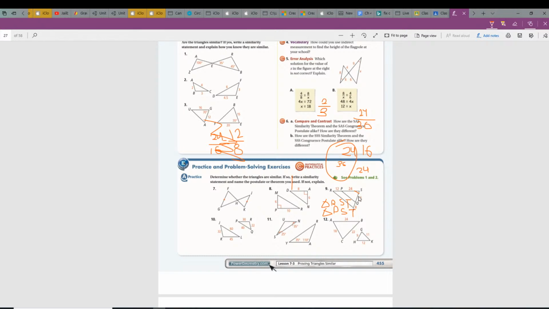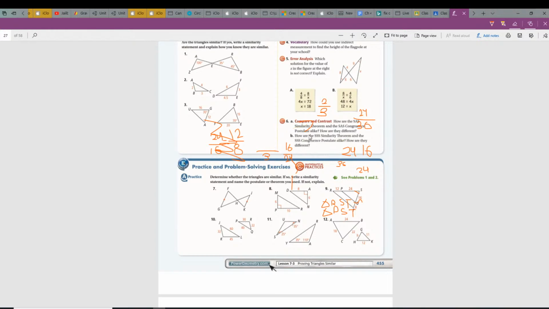Now we have to see if that same ratio is apparent here. So we're going to do 16 divided by 24. The common factor is 8, so we'll just simplify by 8. And we also have 2/3. So that means since the side lengths are proportional and we have an angle that's congruent, we can classify these two triangles as similar.